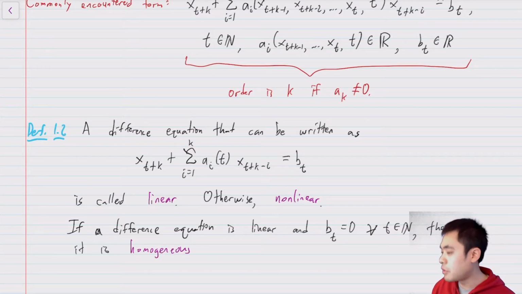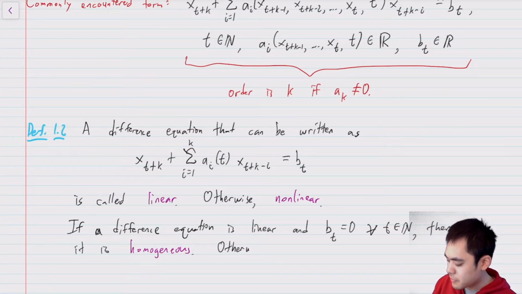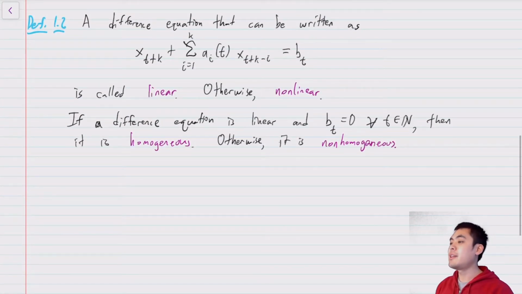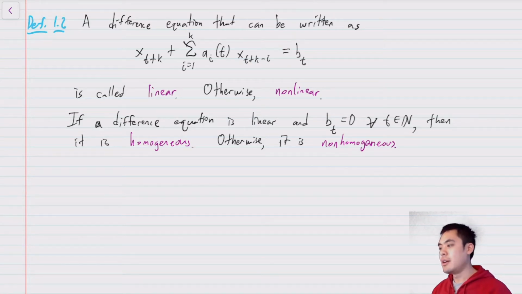So this would be very familiar from your differential equations class. And otherwise, well, it is non-homogeneous. Note that we are only defining homogeneous versus non-homogeneous in the context of linear difference equations. We are not going to discuss what it might or might not mean for a nonlinear difference equation to be homogeneous or non-homogeneous.